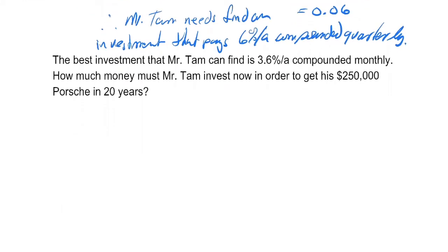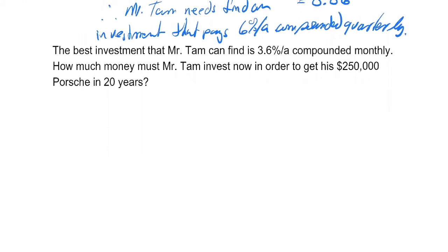Well, finding 6% these days is nearly impossible. In fact, to be honest, even finding 3.6 these days is nearly impossible for an investment. So the best investment I can still find is 3.6% per annum compounded. So this is a typo. It should not be monthly. Let's keep the question consistent, and it's quarterly. How much money must I invest now in order to get $250,000 for my Porsche in 20 years?